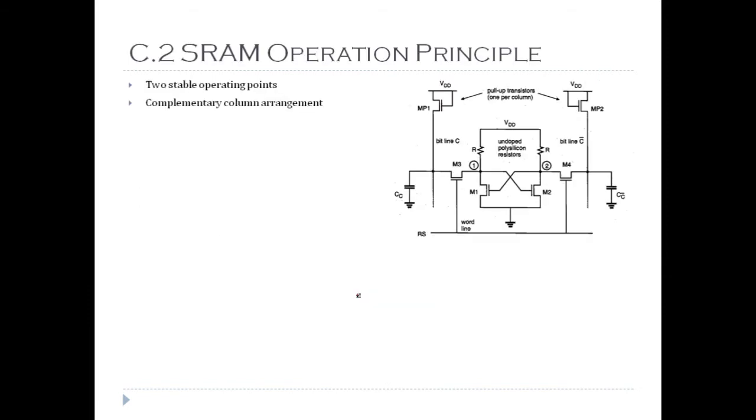Now let's try to understand the operation principle of the SRAM cell. Before we start our actual operation, let's have some observations about this SRAM cell. Here, this is nothing but the SRAM cell, which is implemented using the resistive load inverter. Now these are two switches, and these two switches are controlled by a word line.